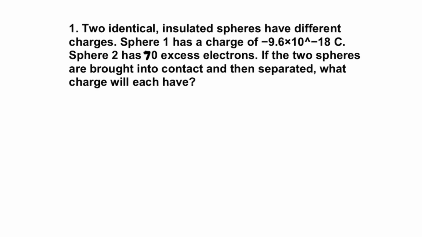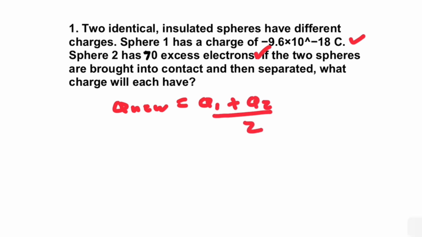Let's take a look at this example. Two identical insulated spheres have different charges. Sphere 1 has a charge of minus 9.6 times 10 to the minus 18 coulombs, and sphere 2 has an excess of 70 electrons. If the two spheres are brought into contact and then separated, what charge will each have? So we are looking for Q new. We know fully well that Q new is equal to Q1 plus Q2 divided by 2.